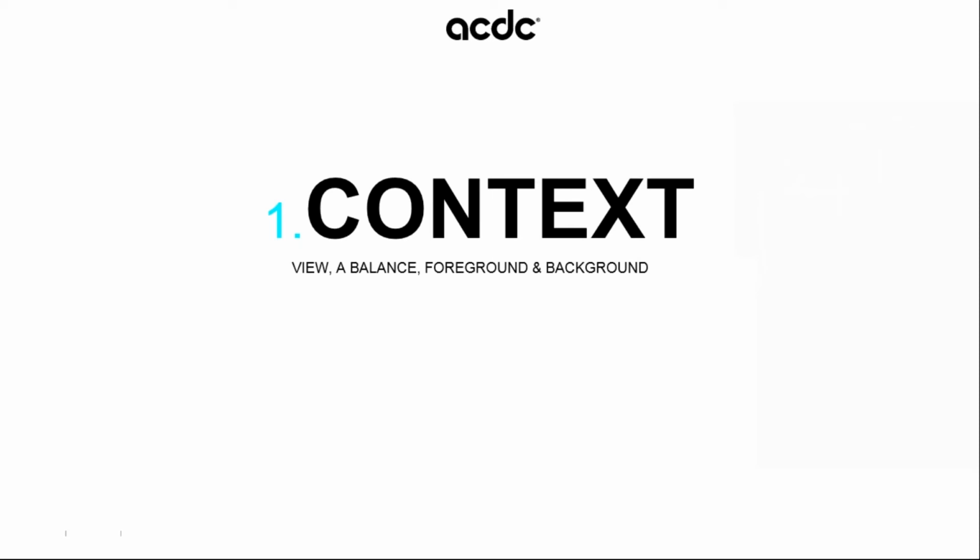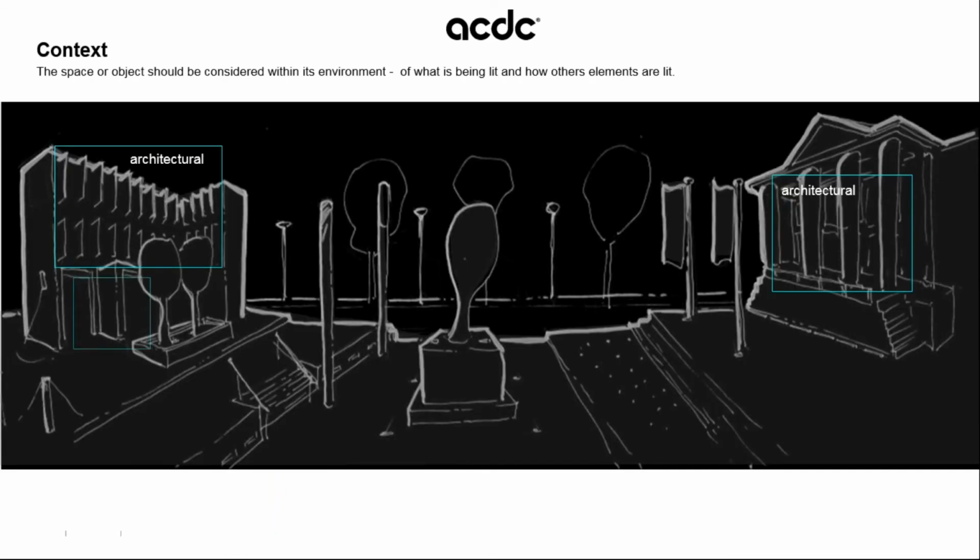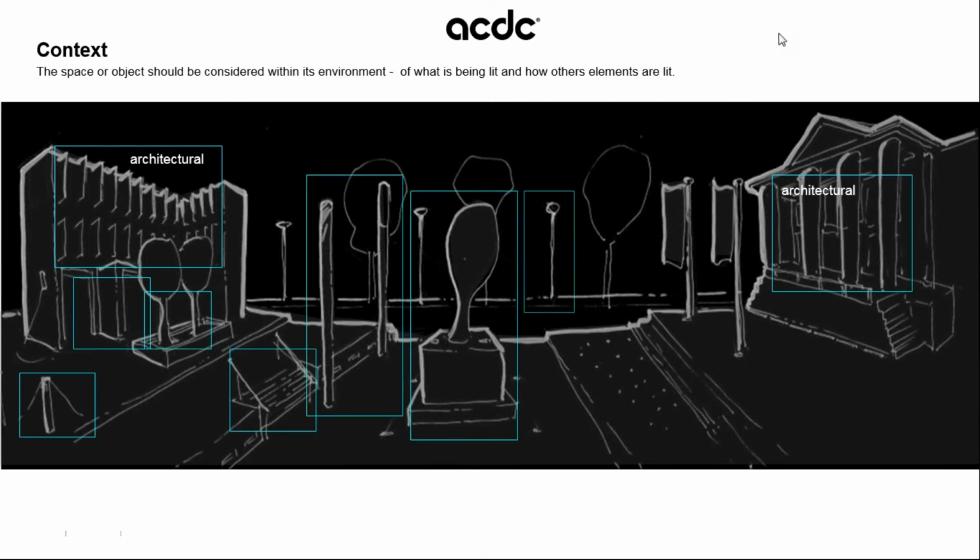First of all, let's look at context. My main point here when we're thinking about context is when you're starting on a project, always really understand, this might sound strange, but where is your project? What is to the left? What's to the right? What's above? What's below? You should really get an understanding of the view. Where can this building or series of buildings be seen from? And it's about that balance. It's about looking at the foreground and the background.